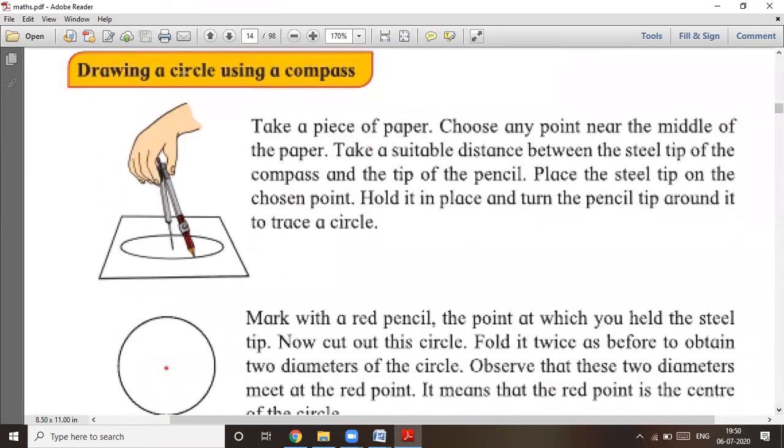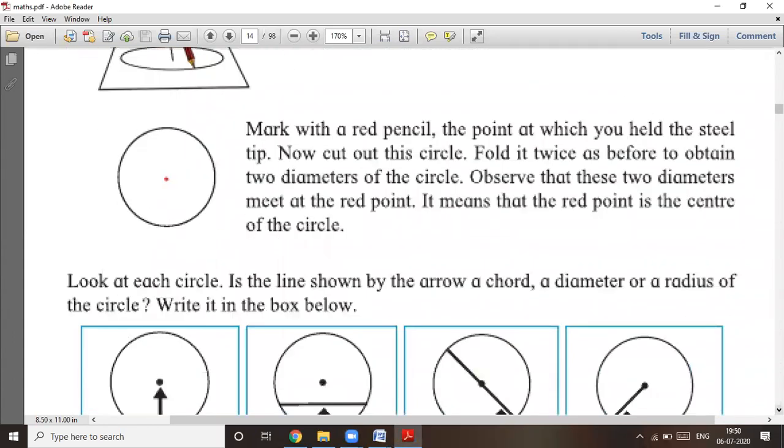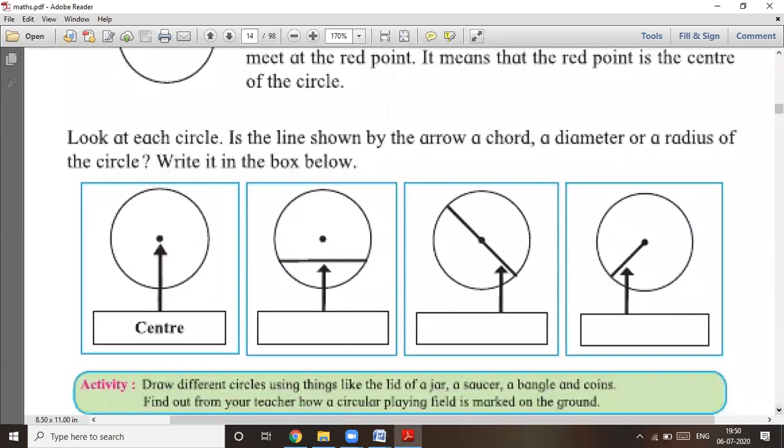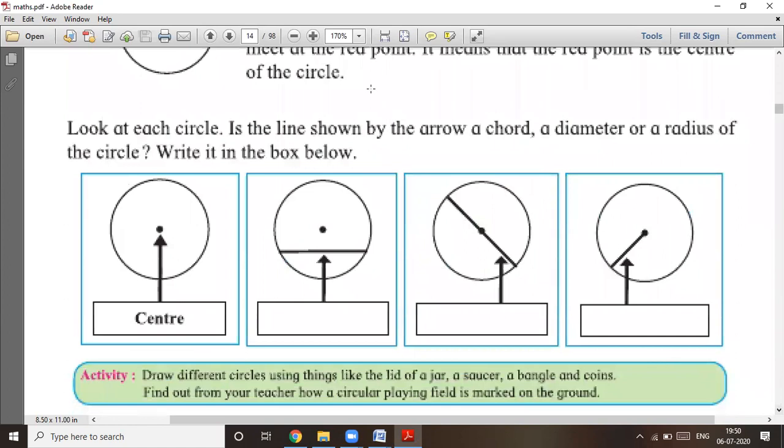You can draw a circle using a compass. See, in your compass box, there is an instrument known as compass. You can attach a pencil, and you can draw a circle. You have already done this. Now, if you draw a circle, the four main parts we have seen. So let's see the example. I'll write the answer here.